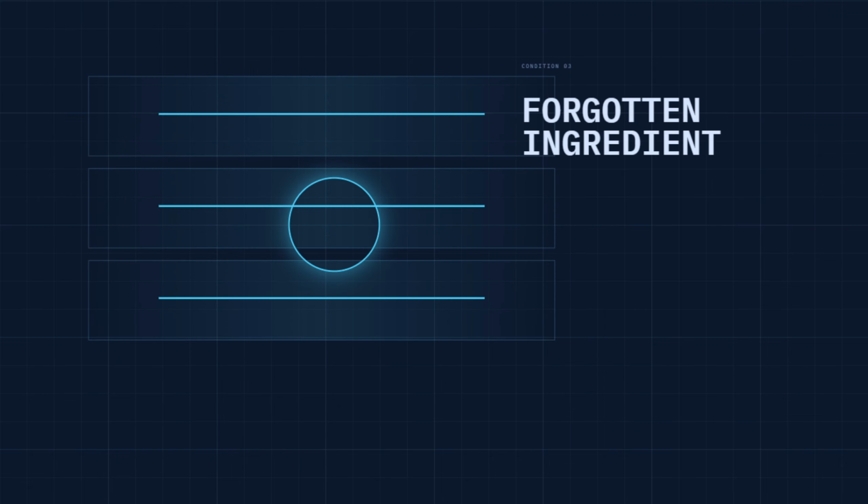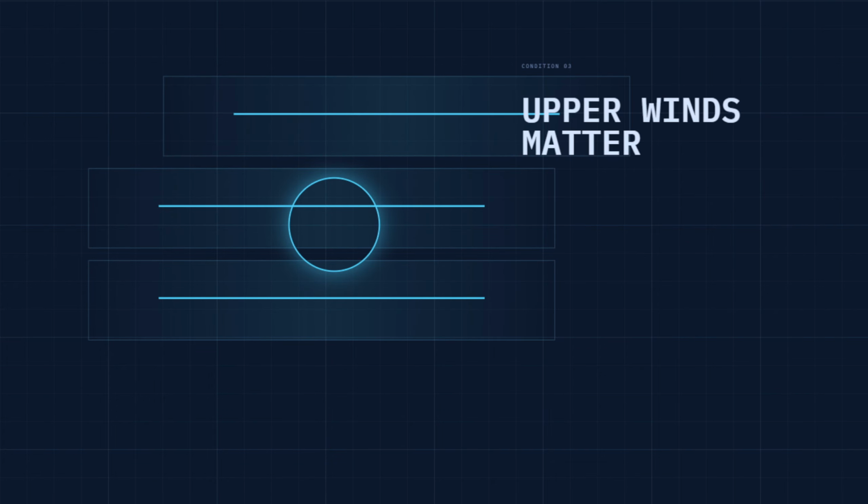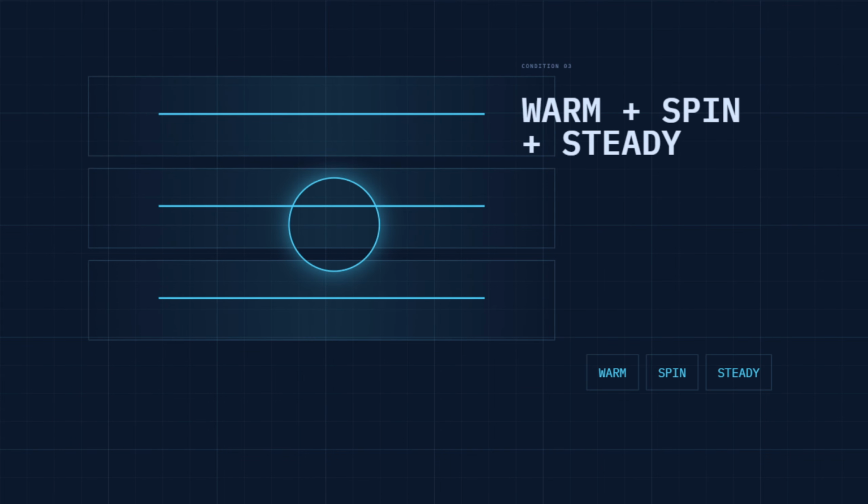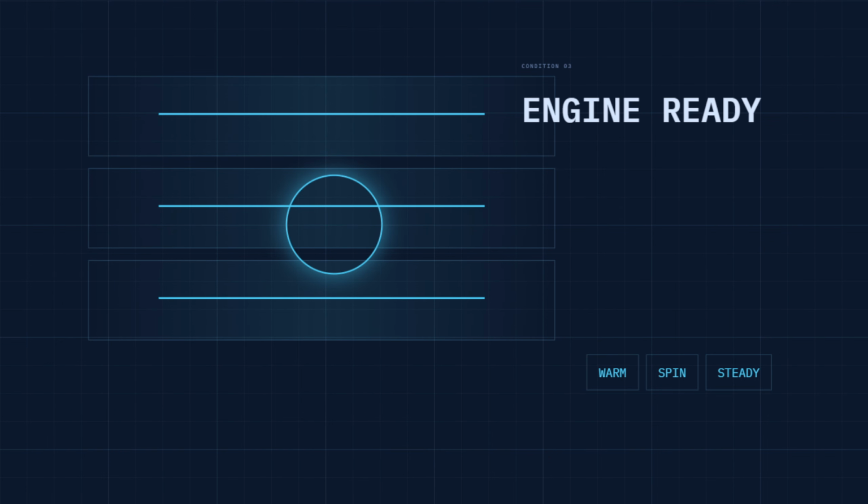The third ingredient is the one people forget. The winds higher up cannot be too messy. If upper winds blow too differently from the winds below, they tear the baby storm apart. So you need warm water, enough spin, and not too much tearing from above. When those three line up, the engine can start.